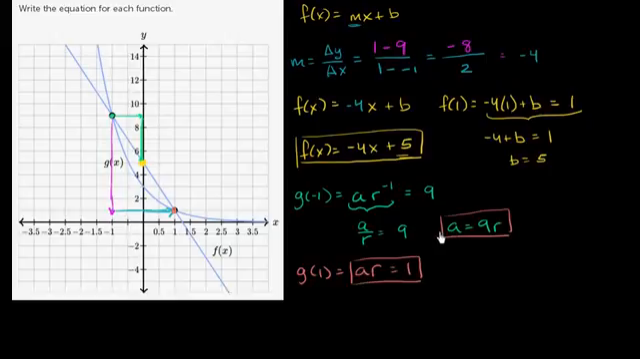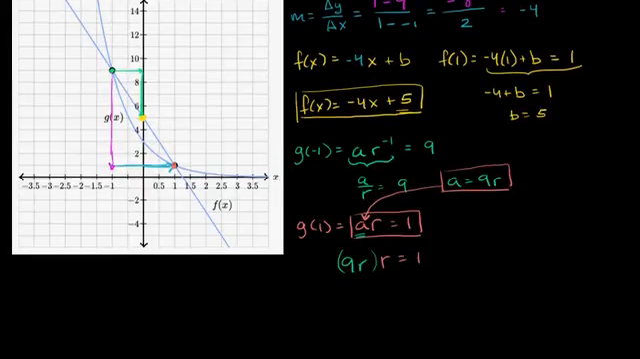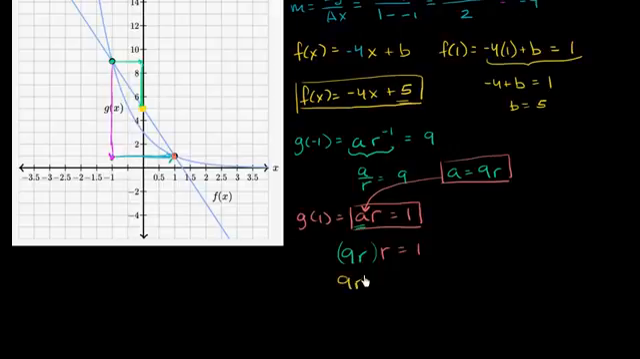We could just take this a and substitute it in right over here for a. This first constraint tells us that a must be equal to 9r. So 9r, instead of writing an a here, I'll write 9r times r is equal to 1. Or we could write, let me scroll down a little bit. We could write 9r squared is equal to 1. Divide both sides by 9. R squared is equal to 1 over 9.